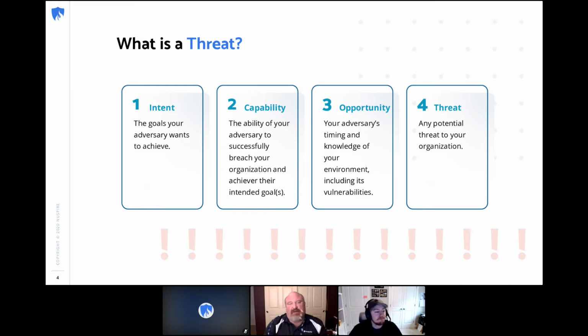So let's talk about what is a threat. There has to be intent. Every crime, to me, whether it's a physical crime or whatever, is intent. This is really somebody has the goals the adversary wants to achieve. And then obviously there is the capability, the ability of your adversary to successfully breach you. This is really where it's important, because a lot of people don't realize that the harder you make it, the less intent or opportunity there is. And the easier you make it, the more of a target you become.